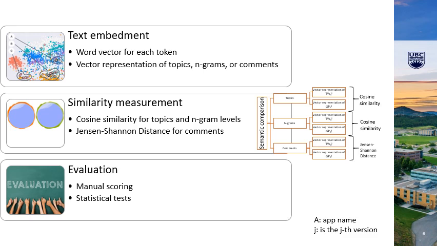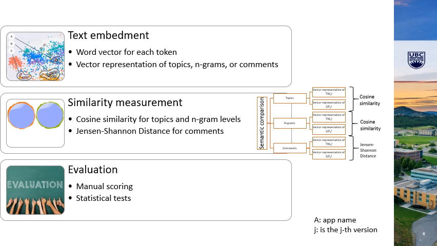So our approach to find the semantic similarity between these different reviews is to use text embedding. We use the non-contextual word vector representation for each token, and then we investigate the semantic similarity of the vector representations at 3 different levels: topics, n-grams, and comments, obtained for each version of each app, and then compare them together. As I mentioned, for version X of WhatsApp, we compare all the tweets and all the Google Plays in one specific category, for example, all the bug reports category together.